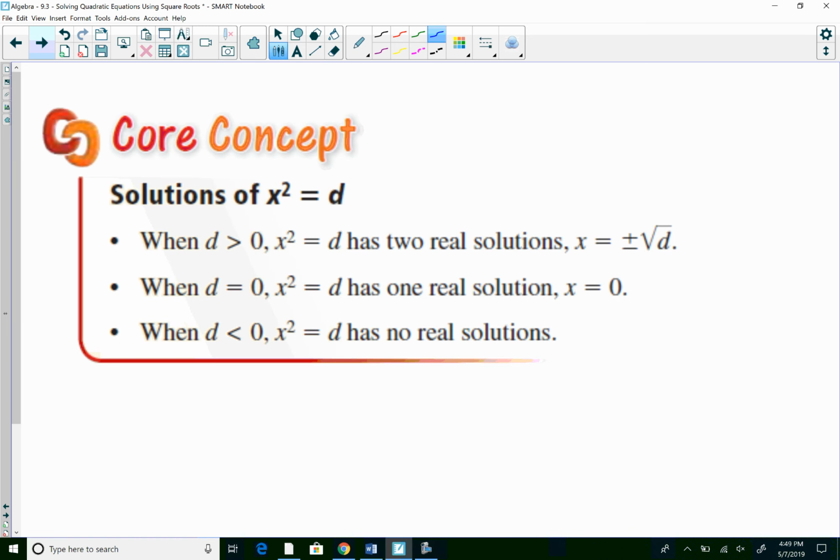Our core concept: solutions of x squared equals d. This d is just some other number. When d, the number on the right-hand side of the equation, is greater than 0, you've got two real solutions. You're going to take the square root of whatever's on the right-hand side, and remember, anytime you take the square root, you've got both the positive and negative side of things.